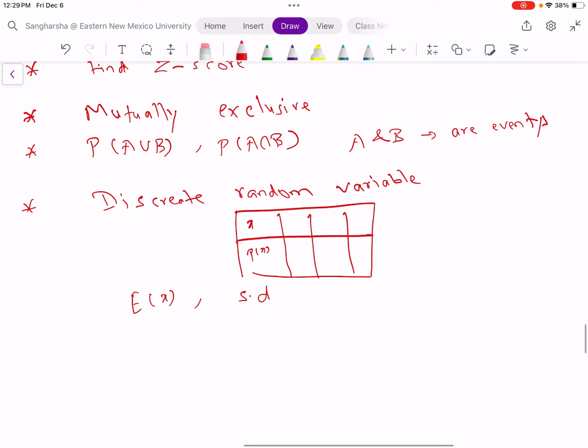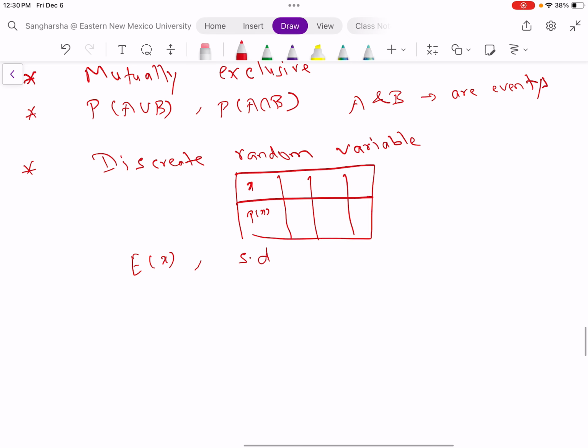Do you recall this problem? You have the table, the values of x will be given, P of x is given, and you have to find E of x, standard deviation. The formula will be given to you, but you should know how to find it. The next one, you will be asked to find the probability for a continuous random variable distribution.